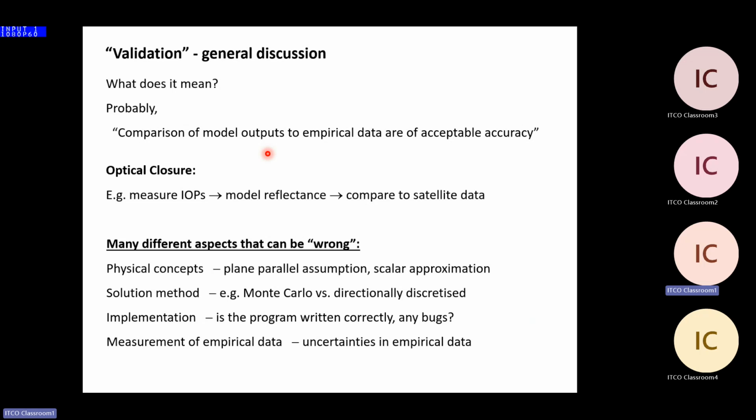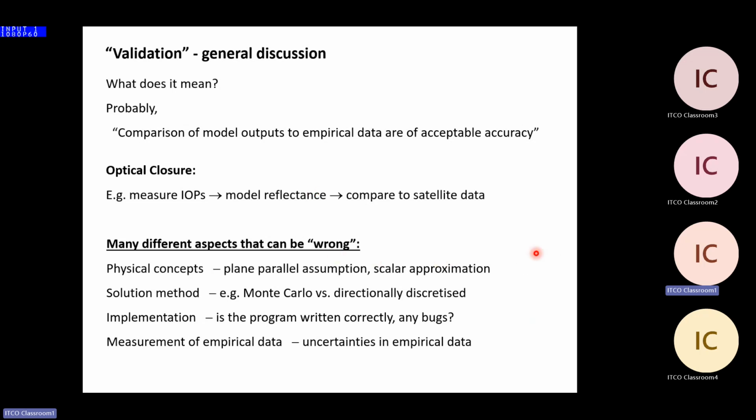But typically, they don't really match very well. It's rare that you would make some measurements, measure your IOPs, put them straight into a model, hit run, and the first time it comes out, they match. Generally, they don't match, and you have to think, oh, well, what's gone wrong then? So what could go wrong in that process?